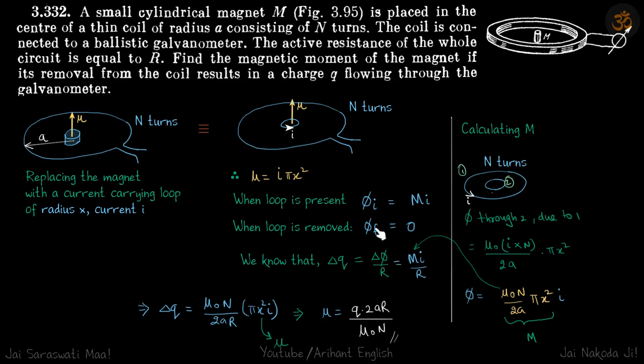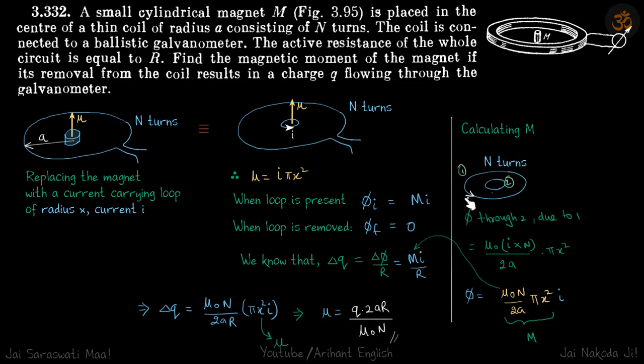So anyway, delta flux we can now put as Mi. We are neglecting the negative sign. So this becomes Mi by R. R is given in the question. So we are stuck now at what is the mutual inductance. We calculated this in a previous problem also, 331, but let's do it again.